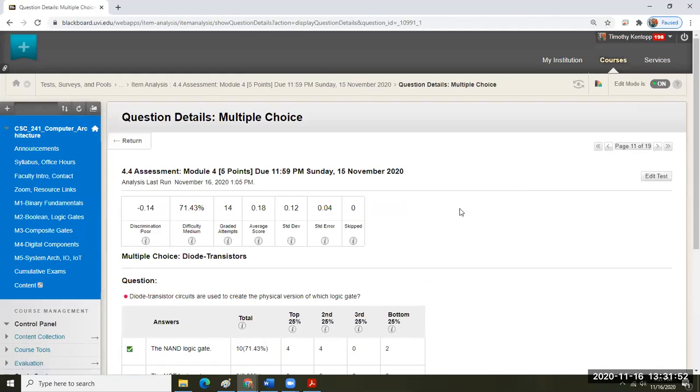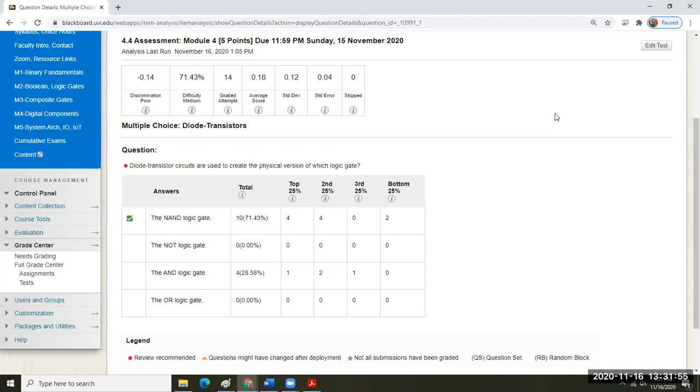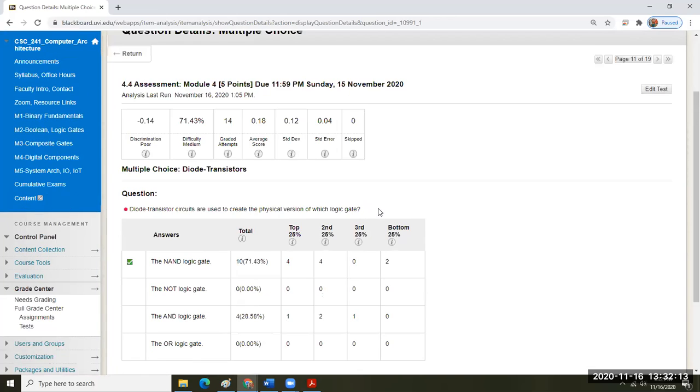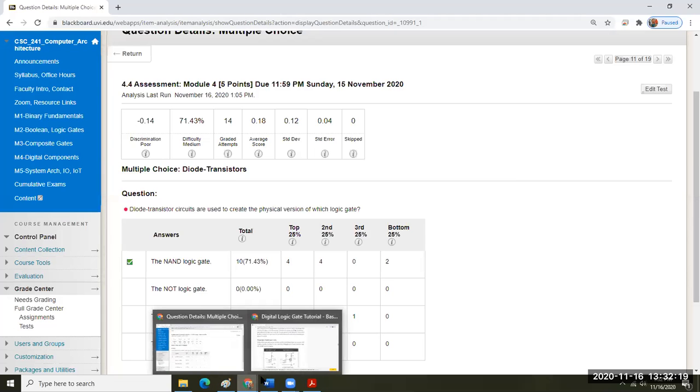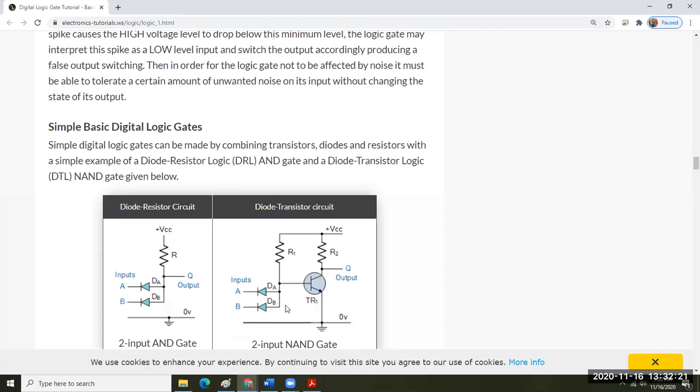Diode transistors. So we had the same reference to the same website about diode transistors. We showed you a picture a couple minutes ago of how diode transistor circuits, not diode resistor, diode transistor circuits are NAND logic gates. It's right there on the website. Any questions about this item? No questions. There it is. Diode transistor NAND, right there. Diode resistor and those are older, simpler logic gates.